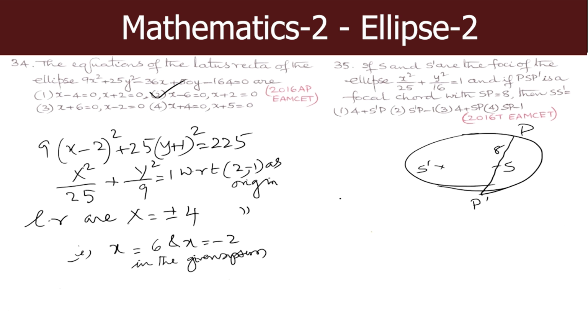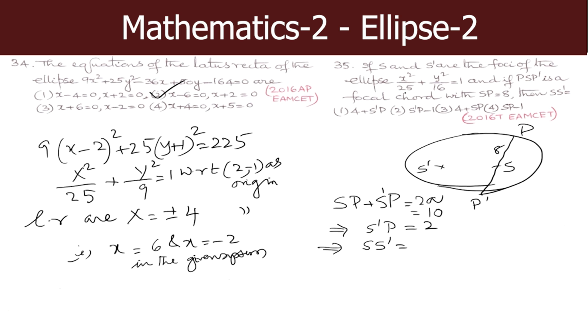Well, SP plus S dash P is the sum of the focal distances of P, which is the length of the major axis 2A, equal to 10. Okay. And SP is given to be 8. This means S dash P equal to 2. This means SS dash is twice AE, that is 6.